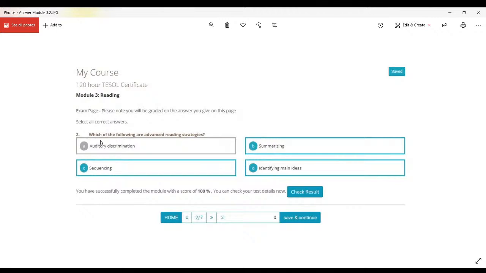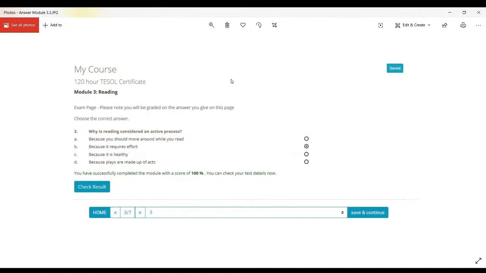Number 2, which of the following are advanced reading strategies? There are 3 answers here, kagaya ng natutunan natin kanina. Ang mga strategies are letter B, summarizing, letter C, sequencing, and letter D, identifying main ideas. Ito na yung nagpapakita na advanced na yung reading strategies or reading skills ni student. Check result, save, and continue.